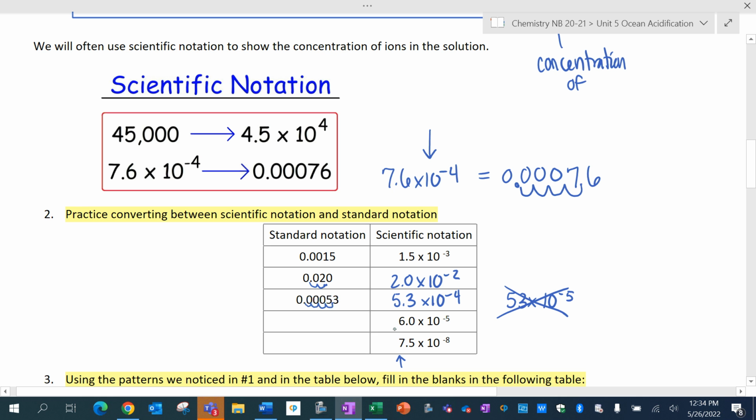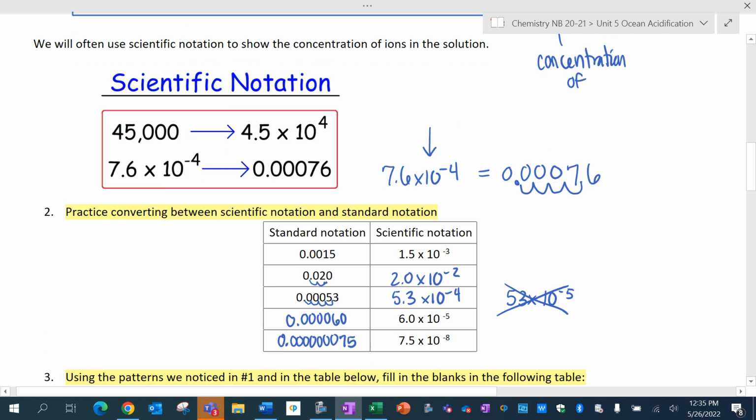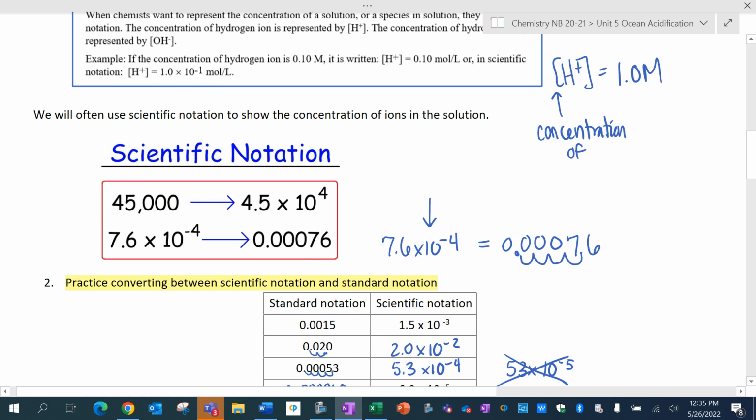Now let's convert the other way. 6 times 10 to the negative 5. I'm going to take that 6 and move it 1, 2, 3, 4, 5 spots over. So that's 0.00006 molar. And then this one I'm going to move 8 spots over. That's a lot. So that's going to be 1, 2, 3, 4, 5, 6, 7, 8. Okay, so that's a little bit about scientific notation. And then again, square brackets means molarity.